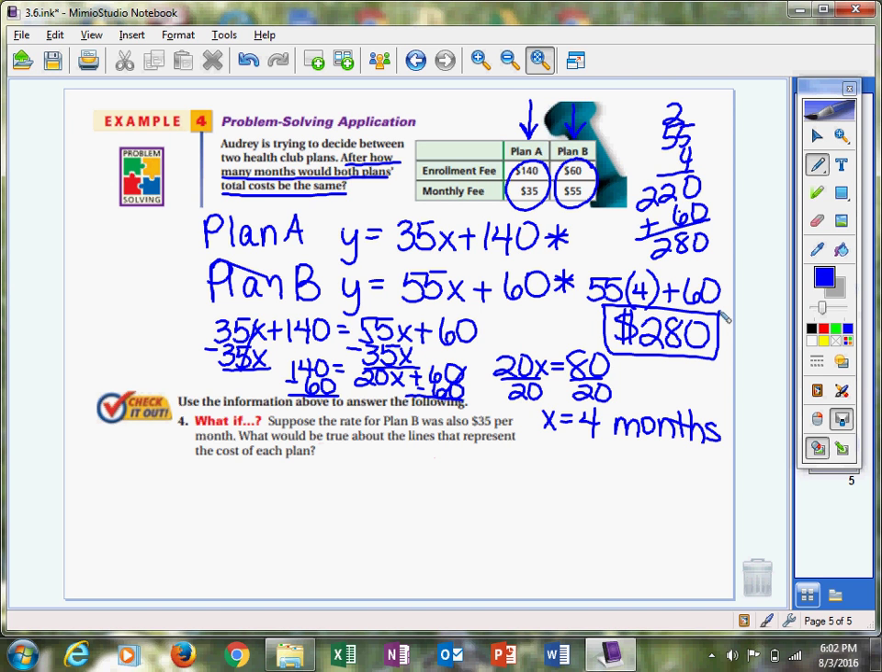Okay, I left a Check It Out for you to try. I'm going to give a +1. Please make an attempt. Put your work on paper for me. At least write out the equations based on what's given. And then tell me what's true about the lines that represent the cost of each plan. Just explain it to me, okay? All right. If you have any questions, let's talk about it in class tomorrow.